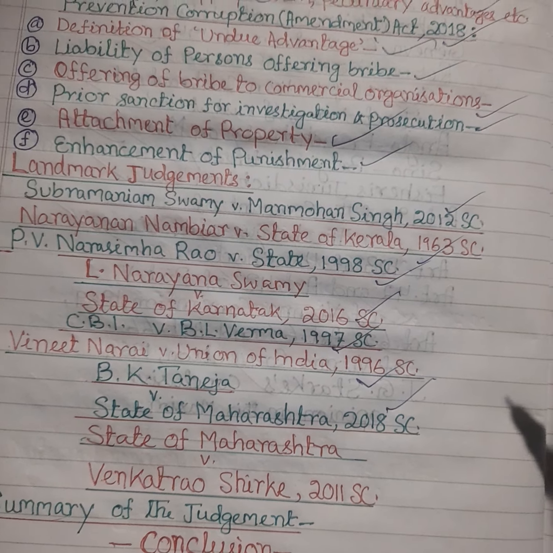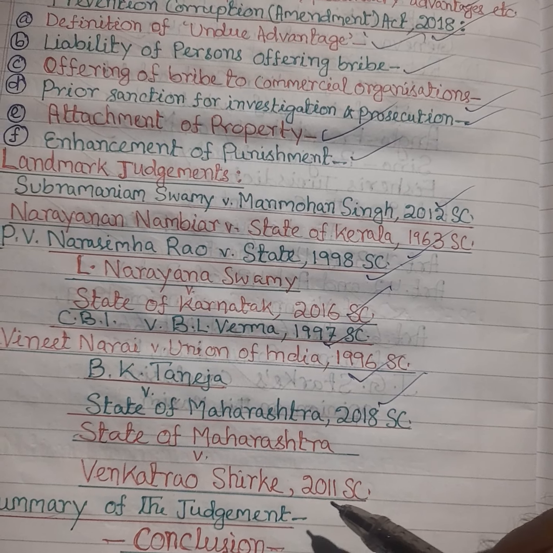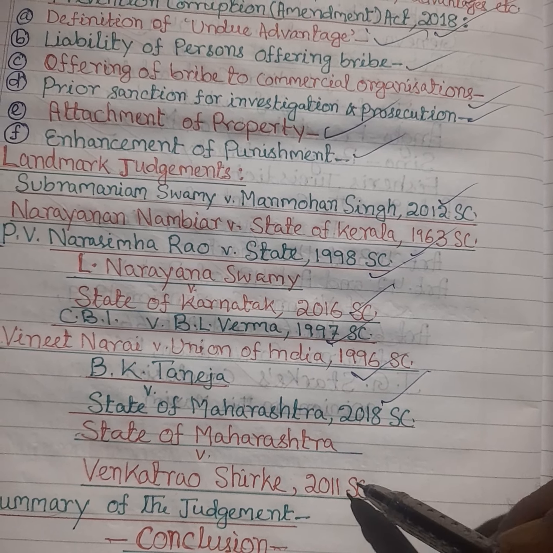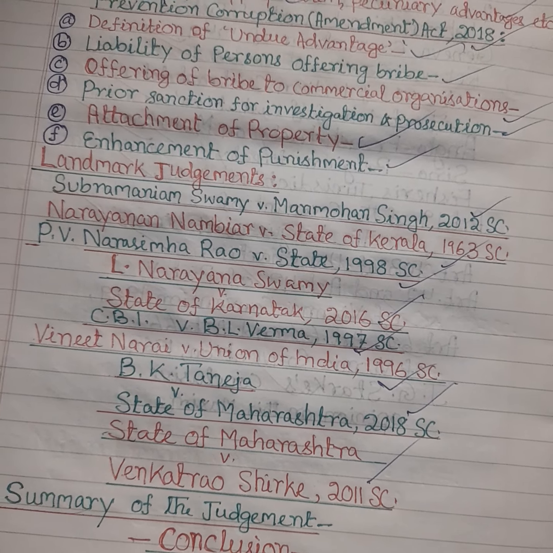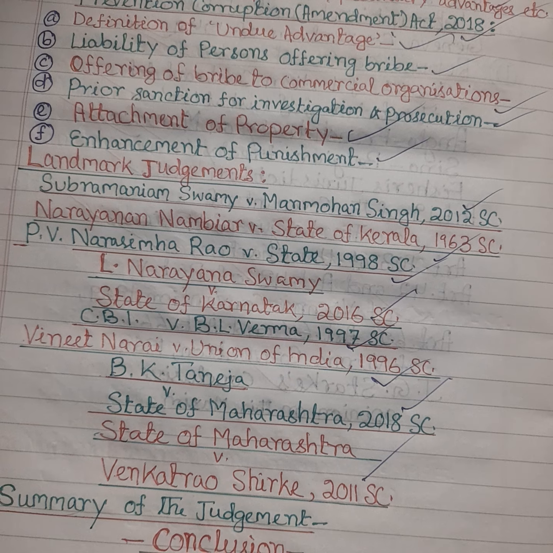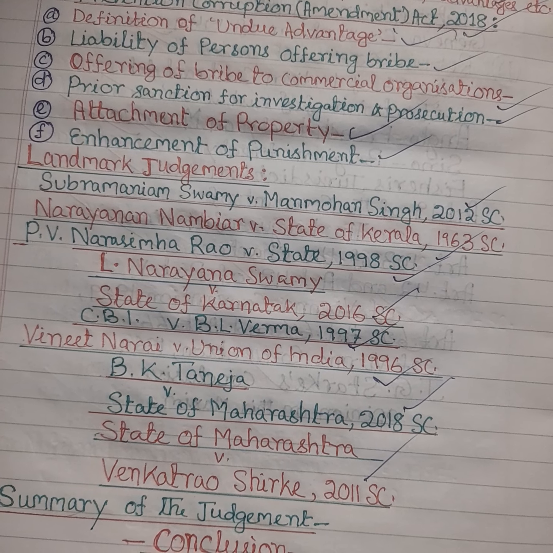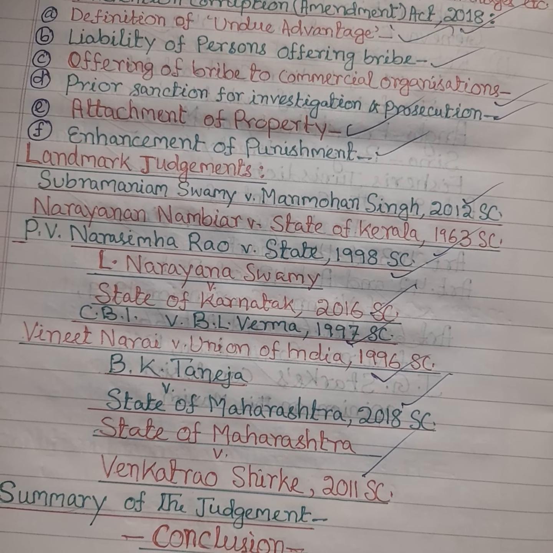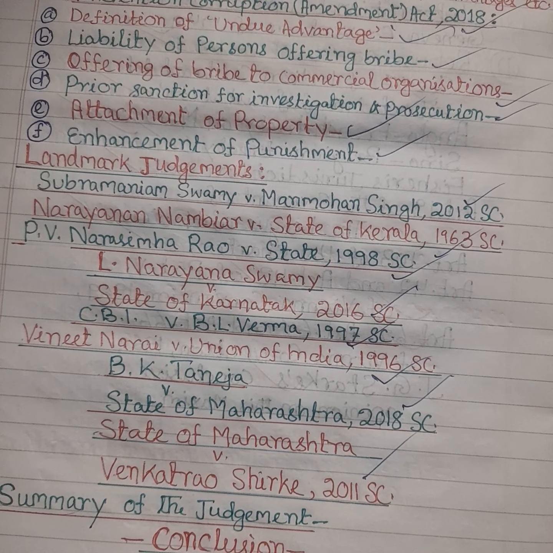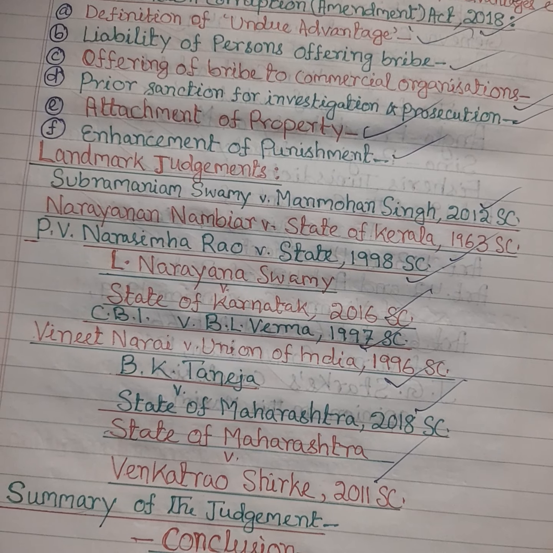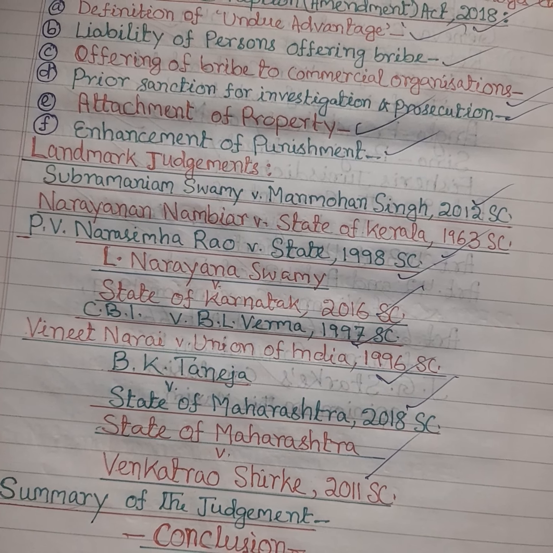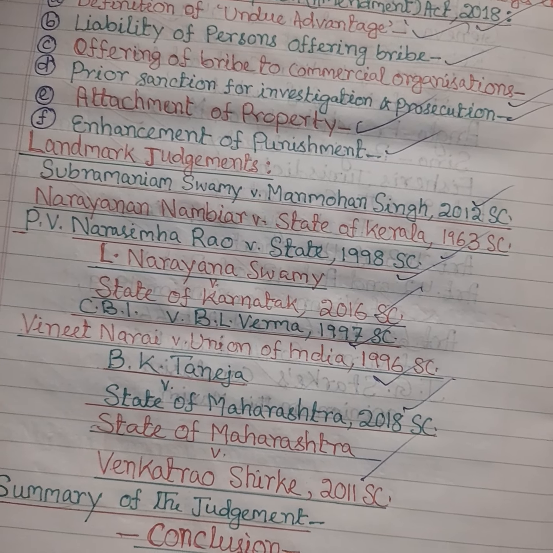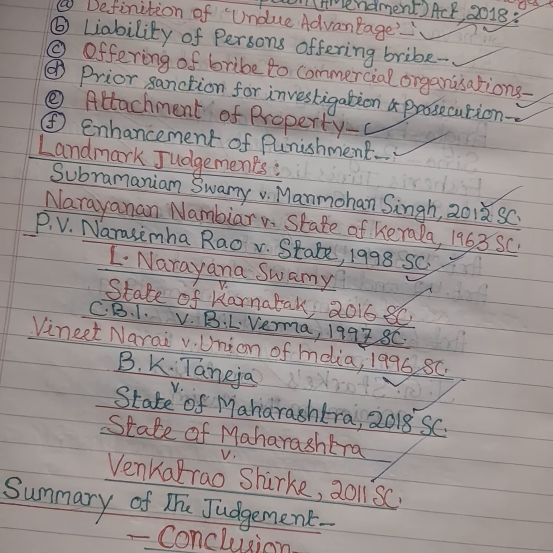investigations. And now we'll discuss another most important leading case, that is State of Maharashtra versus Venkatrao Shirke in 2011. The Supreme Court held that mere possession of assets disproportionate to known sources of income does not constitute an offense under the Prevention of Corruption Act unless it is proved that the assets were acquired through corrupt means. This judgment clarified the burden of proof required in cases of disproportionate assets.